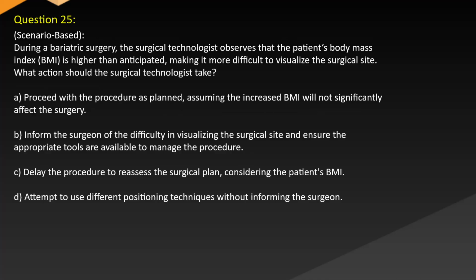Question 25. Scenario-based. During a bariatric surgery, the surgical technologist observes that the patient's body mass index (BMI) is higher than anticipated, making it more difficult to visualize the surgical site. What action should the surgical technologist take? A. Proceed with the procedure as planned, assuming the increased BMI will not significantly affect the surgery. B. Inform the surgeon of the difficulty in visualizing the surgical site and ensure the appropriate tools are available to manage the procedure. C. Delay the procedure to reassess the surgical plan considering the patient's BMI. D. Attempt to use different positioning techniques without informing the surgeon.